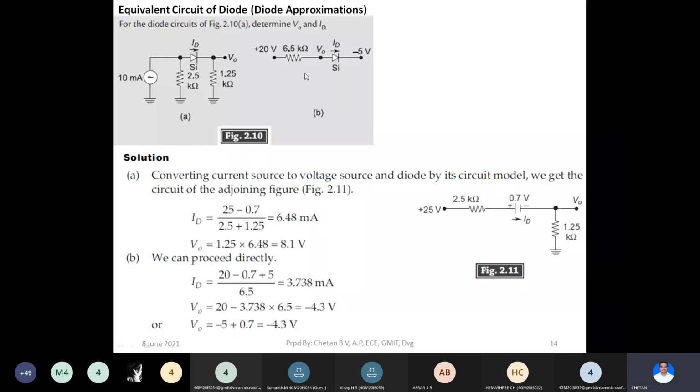Next, we solved this problem, which is a very important problem, in the last class. Here, what we have to do is perform source conversion. In the problem, they have given a current source, but we don't know how to calculate the circuit parameters when a current source is given. We are not yet comfortable with that. Therefore, we make an adjustment. That is, we convert this current source of 10 milliampere to a voltage source of 25 volt with a 2.5 kilo ohm resistance in series.